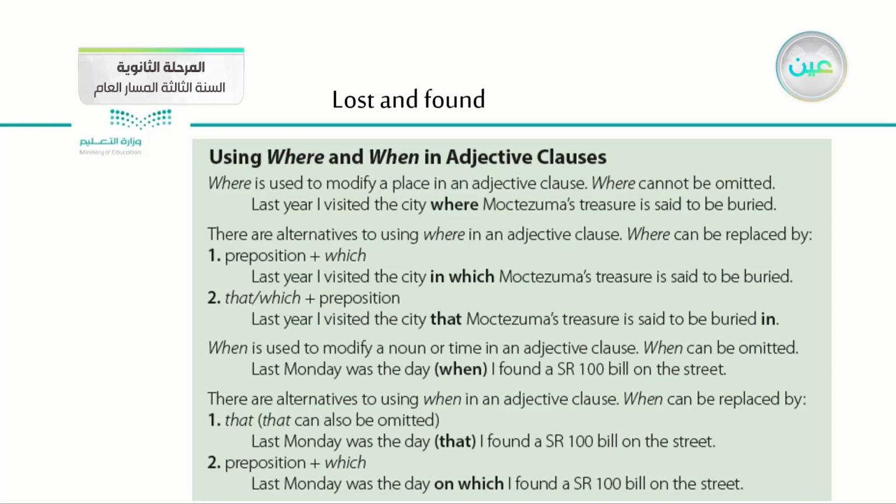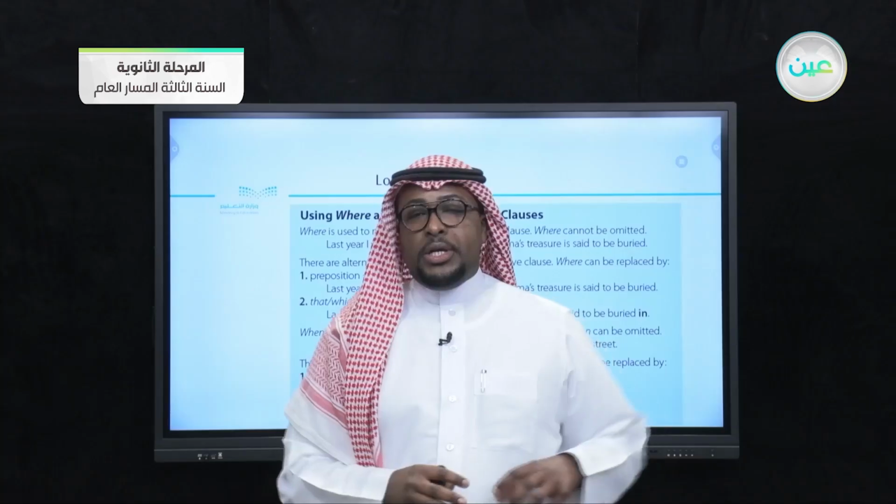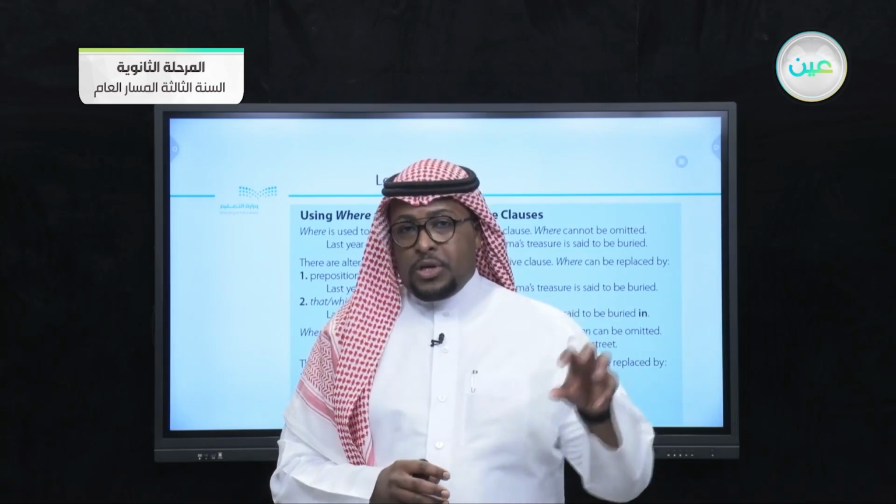So if we look here, guys, this is the example: last year I visited the city where McThomas treasure is said to be buried. Here we use the word where to modify something, which is, as you see here, last year I visited the city. So here we used where to describe the word city, which is a noun. So we use where, and sometimes we use when, to describe nouns.